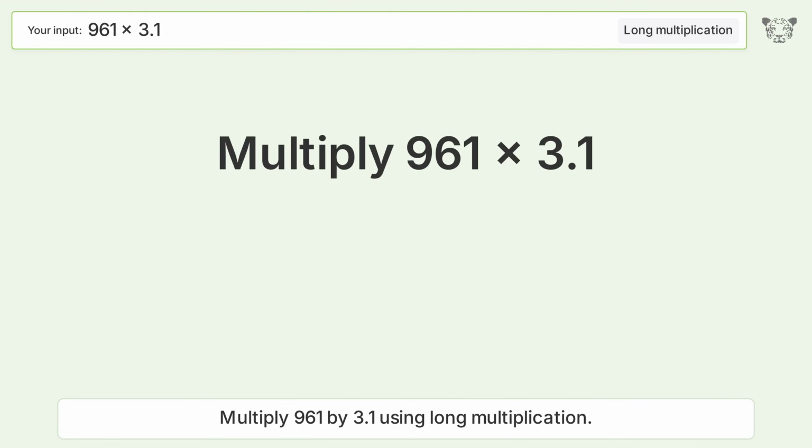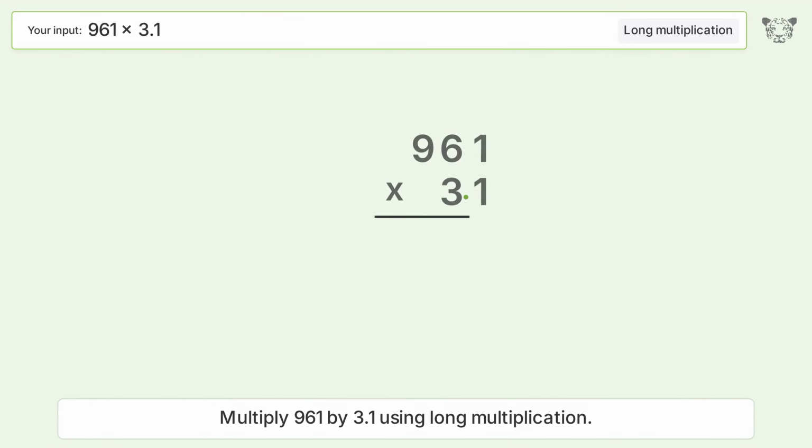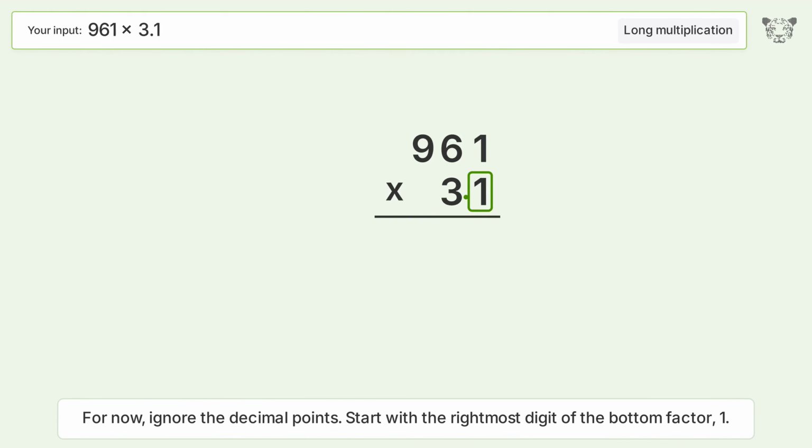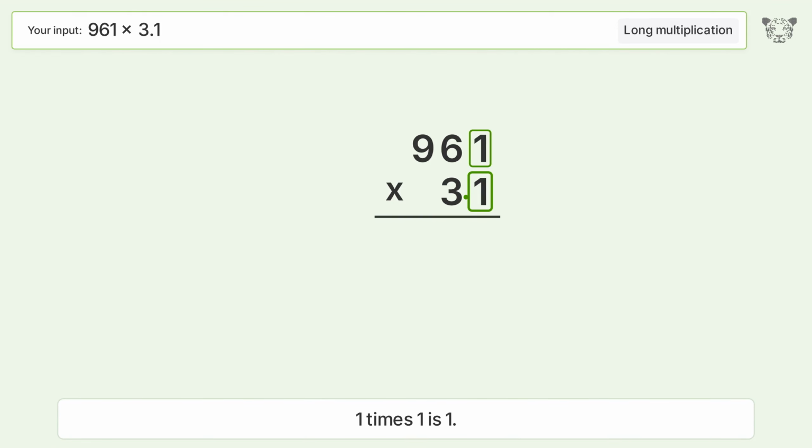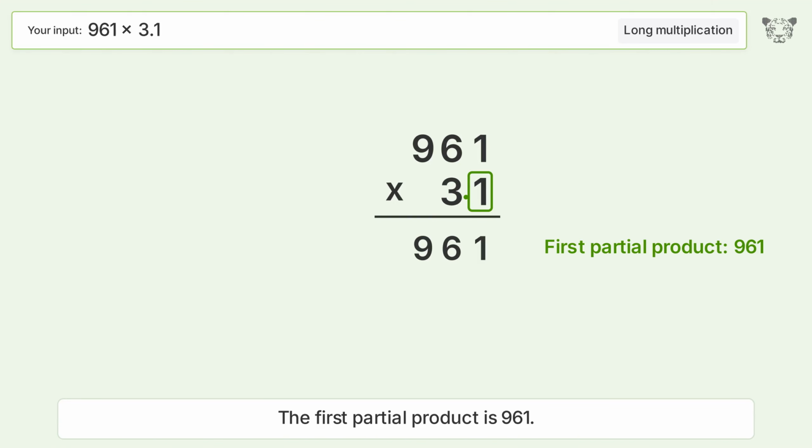Multiply 961 by 3.1 using long multiplication. For now, ignore the decimal points. Start with the rightmost digit of the bottom factor, 1. 1 times 1 is 1. 1 times 6 is 6. 1 times 9 is 9. The first partial product is 961.